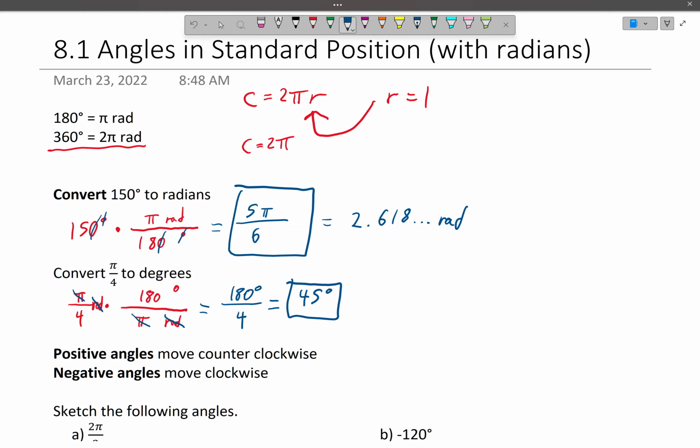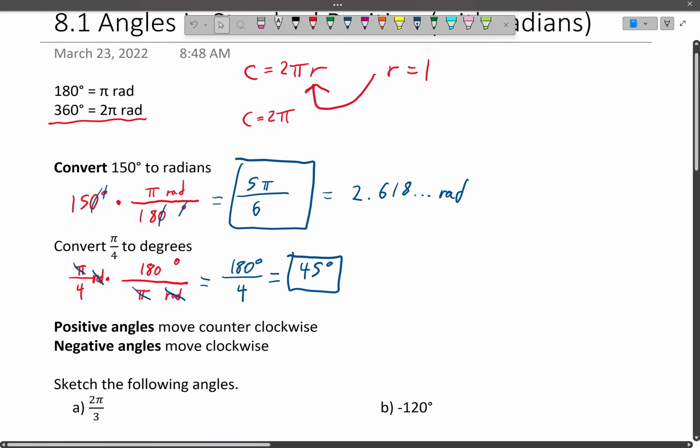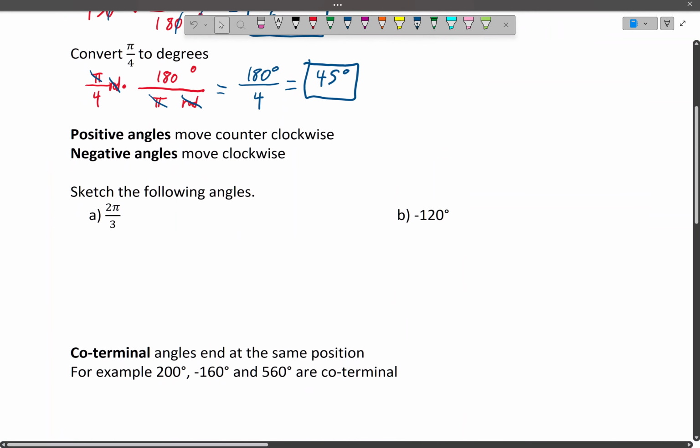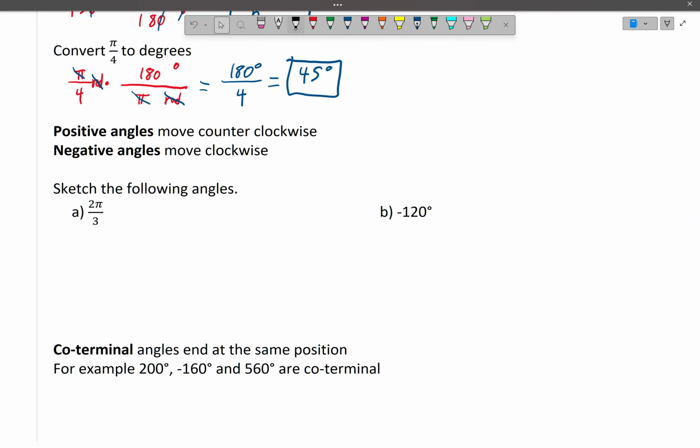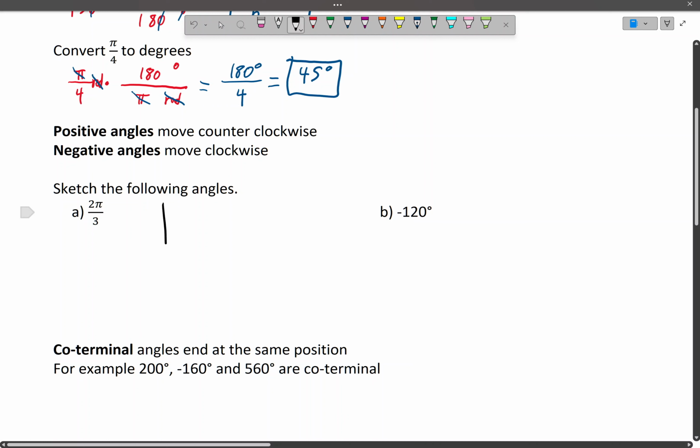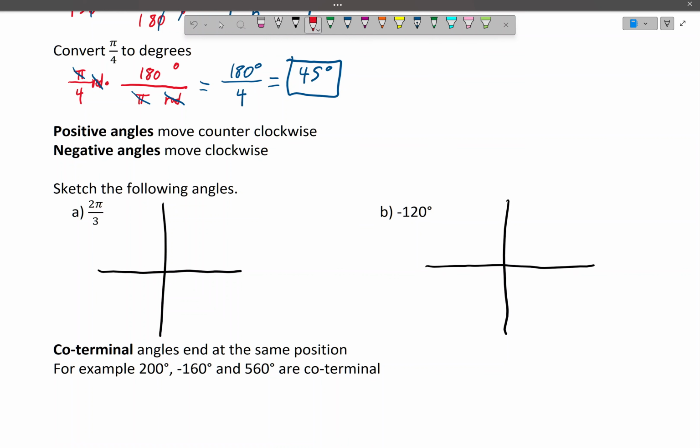All right. Both of those are examples that come from our unit circle, but we should understand the idea of unit conversion. Okay, let's take a look at positive angles and negative angles. If we are to draw a positive angle on a grid line, how does that look? And how does a negative angle look?